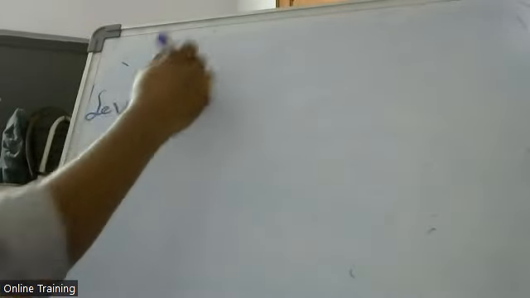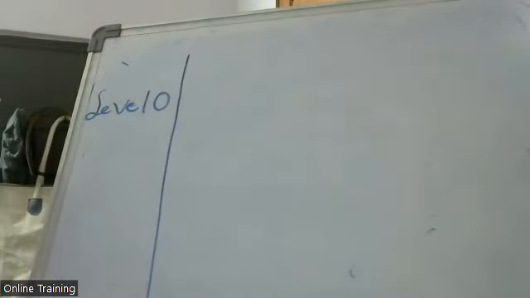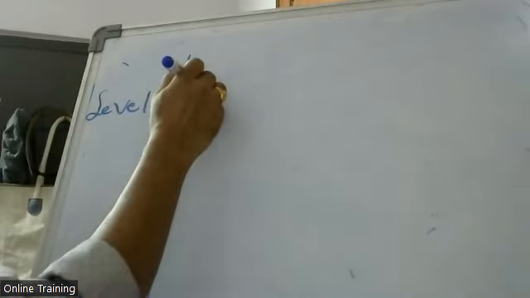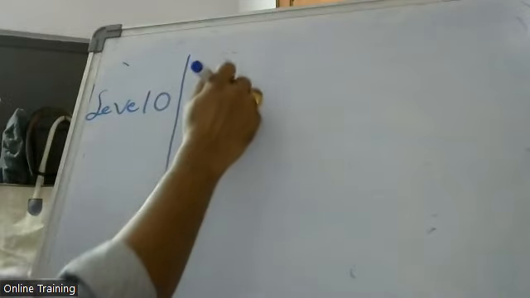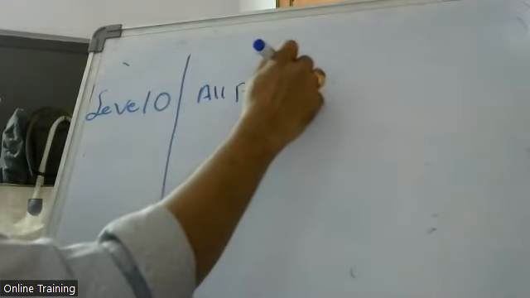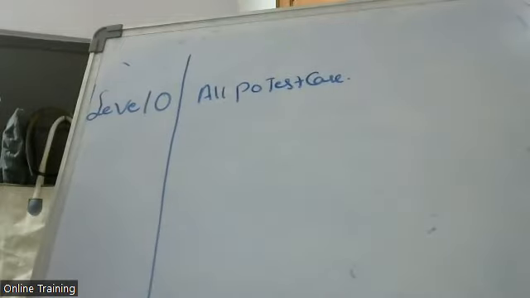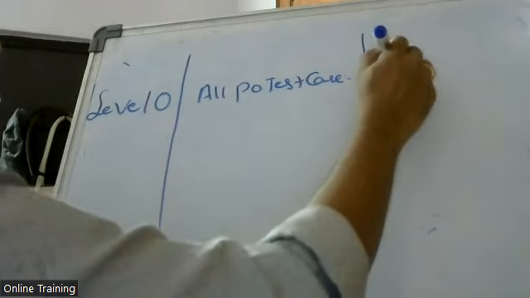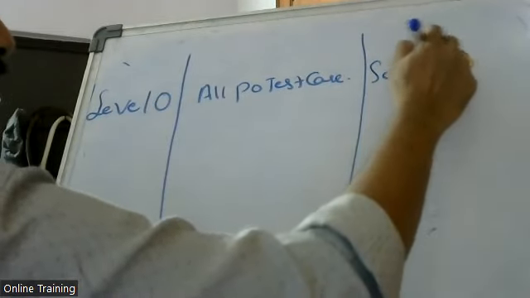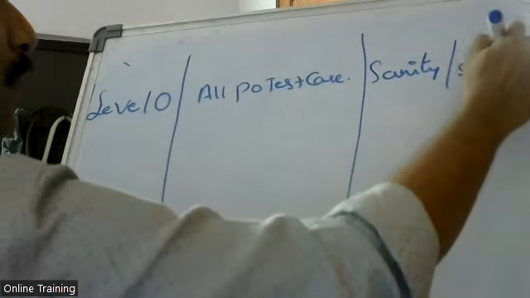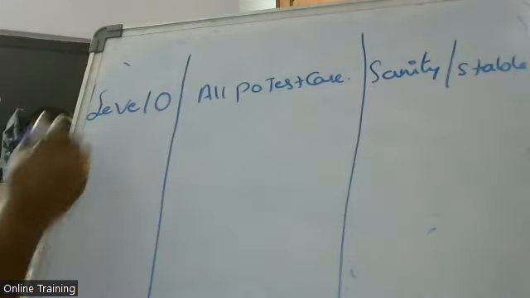Level 0. Next, what are you going to do? We are going to check all your P0 test cases. That becomes a sanity build or stable build. We call it a sanity build or stable build.